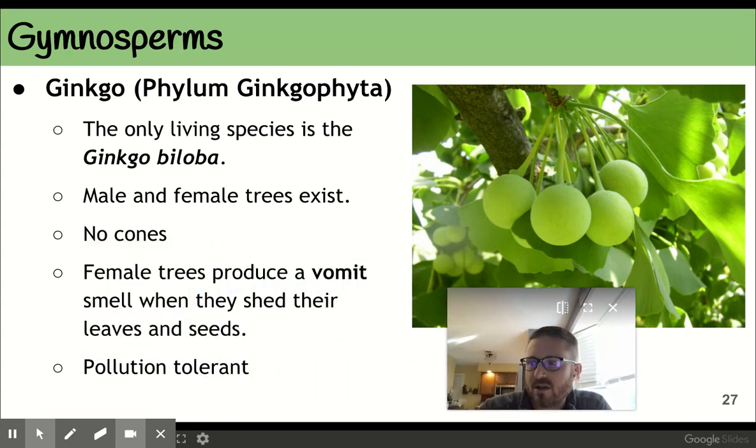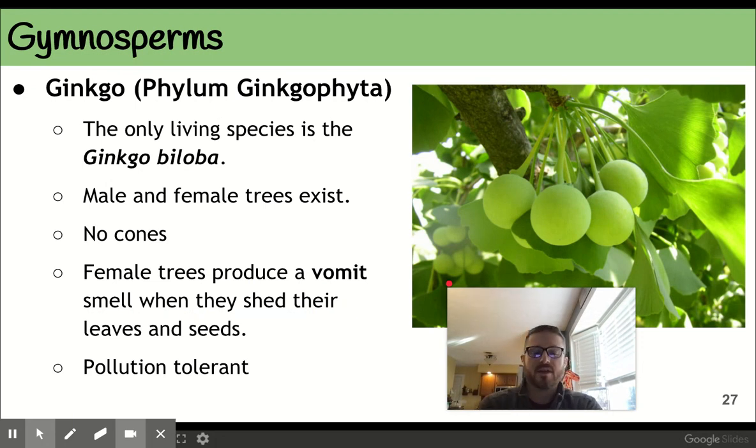Ginkgos. So ginkgos fit into a phylum called Ginkgophyta, and there's actually only one living species of ginkgo, and it's the ginkgo biloba tree. And they don't produce cones, they just produce their seeds, not located in a fruit or anything. So this is a seed here, this is a seed here, this is another one. And a unique feature of these ginkgo biloba trees is they are very, very pollution tolerant.